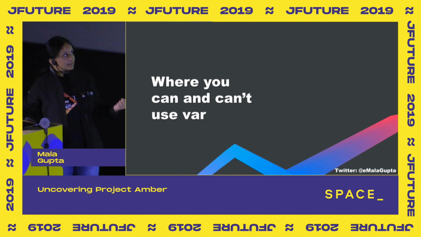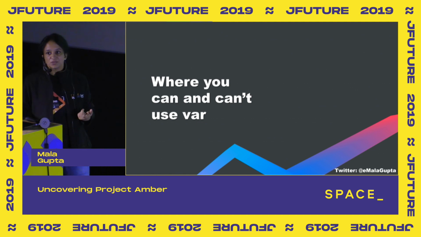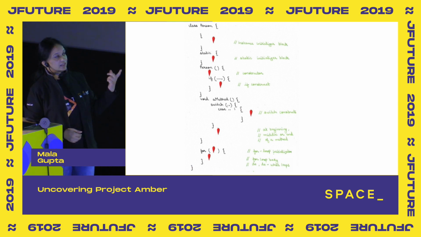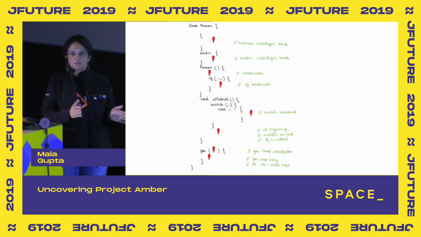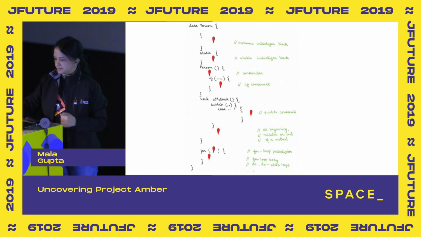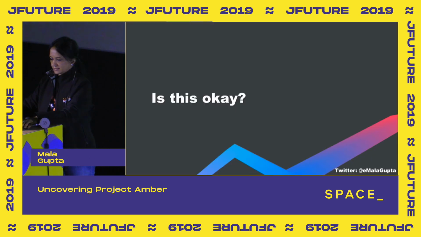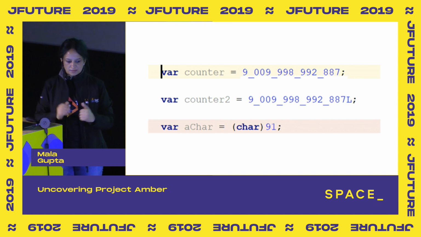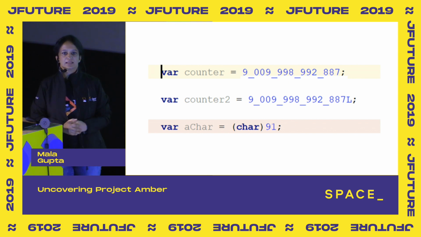So as I said, var can be used only with the local variables. So this is where you can define your local variables. So Java doesn't allow you to use var with your instance variables and your static variables. Just one question. I won't ask a lot for the remaining of the session. Do you think the first line of code will compile?